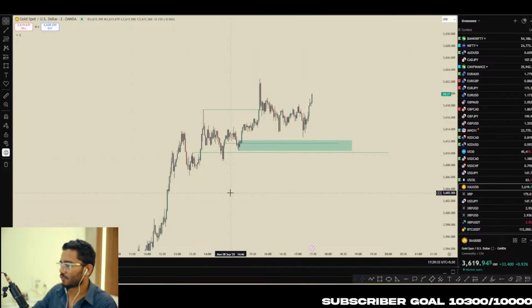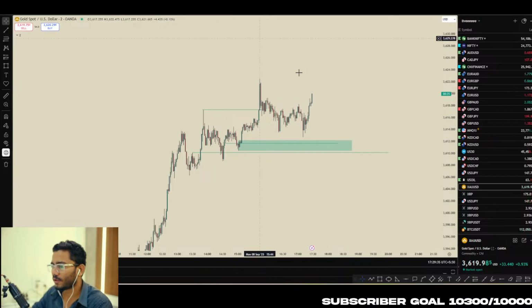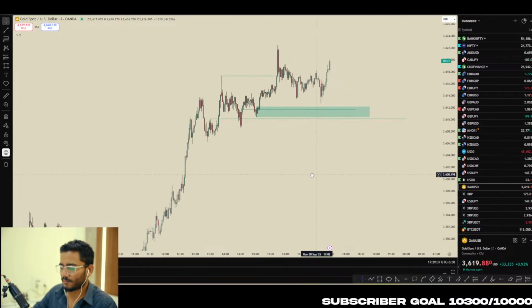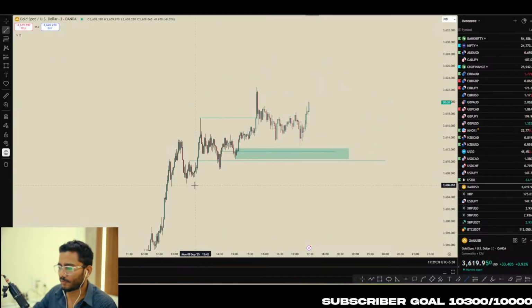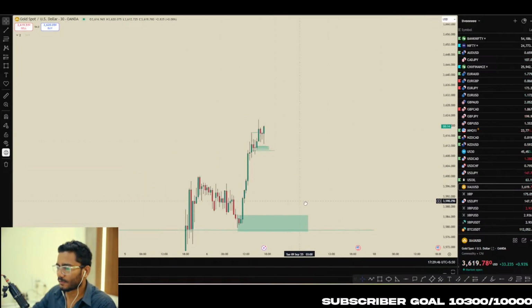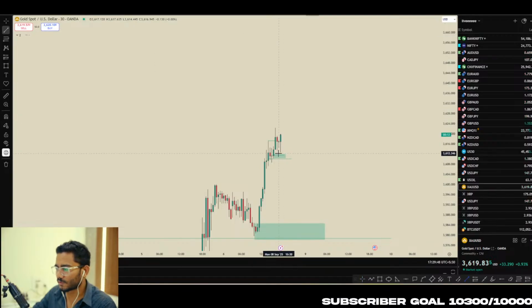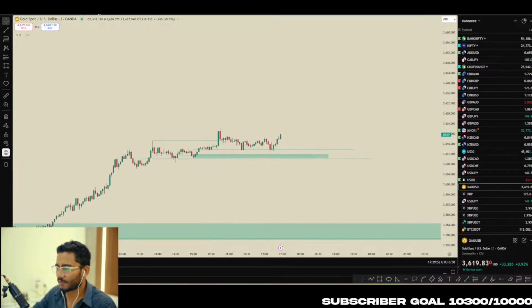Okay. So right now, if we look at gold, then price has created this trend line liquidity, but the structure is still going to the upside. If you look at 30 minutes, price has induced these lows. Price took out the liquidity from these lows and is continuing to the upside.